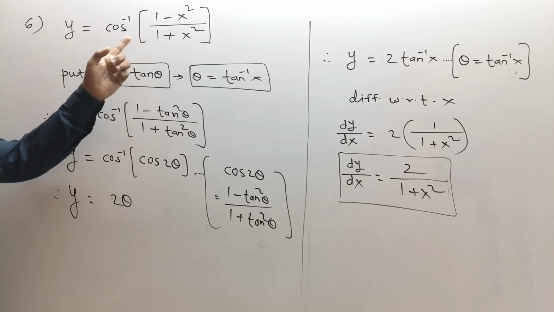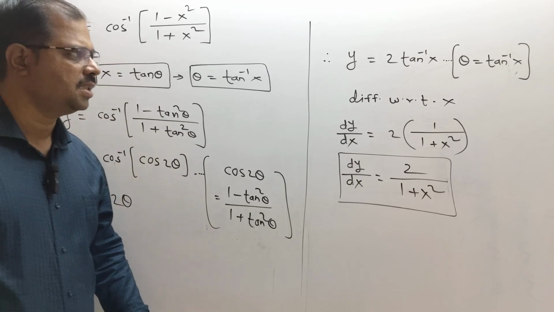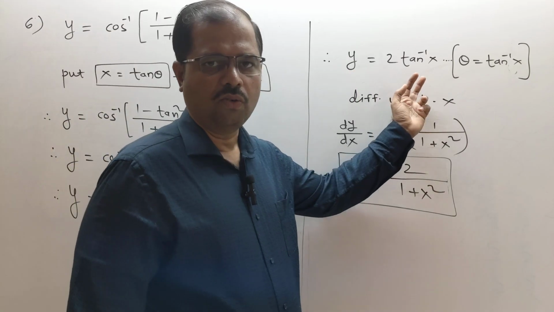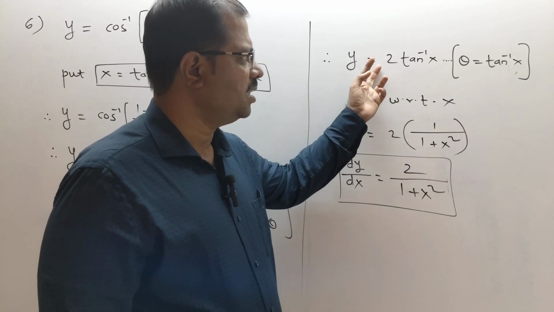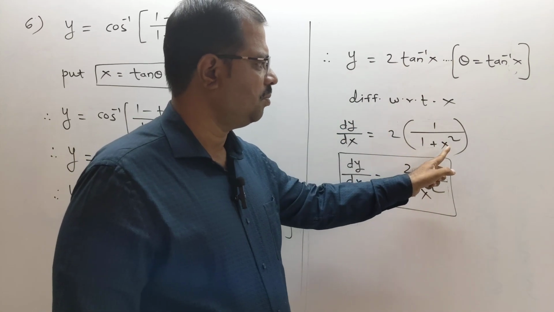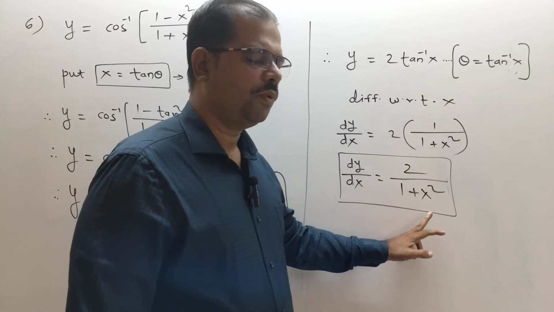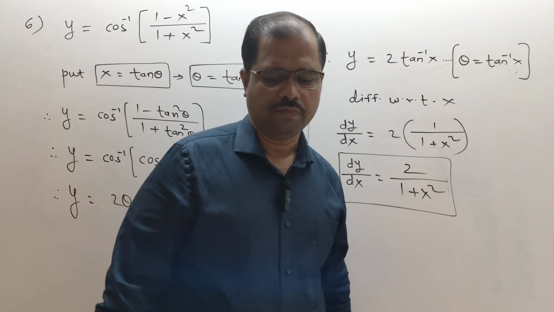Original function is y is a function of x. Therefore, replace theta as tan inverse x, y is equal to 2 tan inverse x, then differentiate. Derivative of y, dy by dx is 2 as it is, derivative of tan inverse x is 1 upon 1 plus x square, 2 into 1, 2 upon 1 plus x square is the answer.